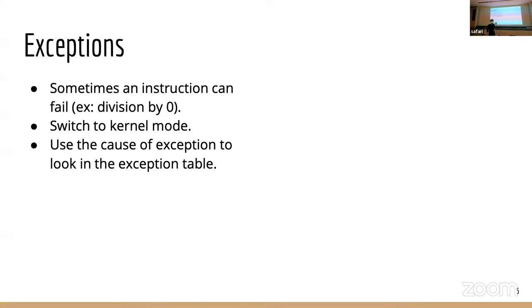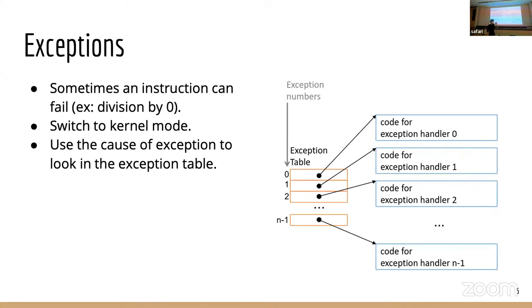So, oh, the image is not showing. Yep, here we are. We look in this exception table here based on our exception number. And then this exception table just contains pointers to exception handling code. Let's say, for example, we encounter exception one, then we look in the first entry of this exception table, then follow the pointer to the code for the exception handler, and then we execute the handling code. And this is done in the kernel context.